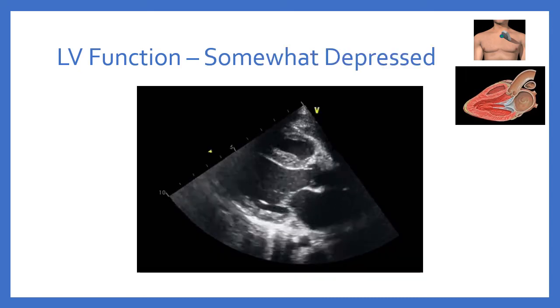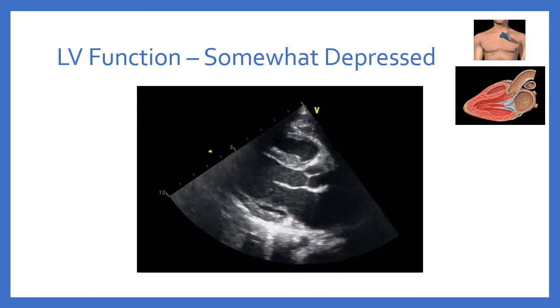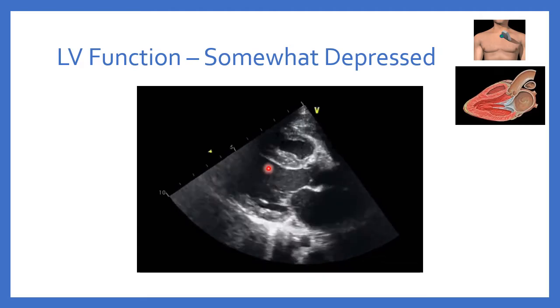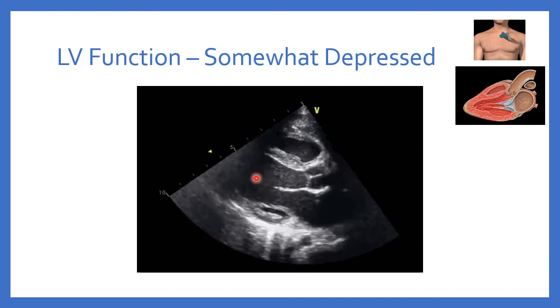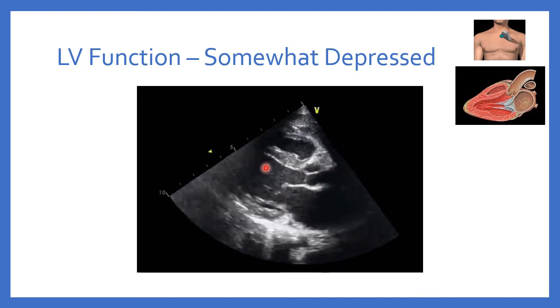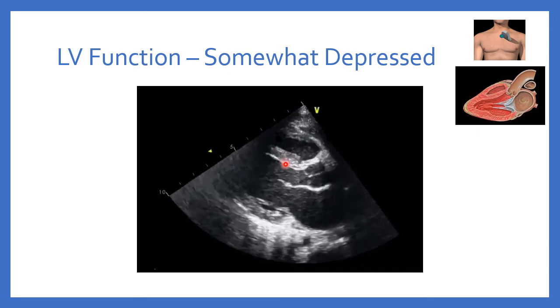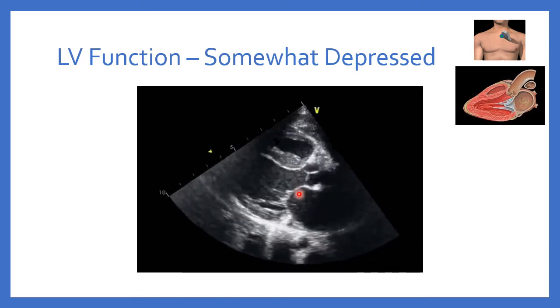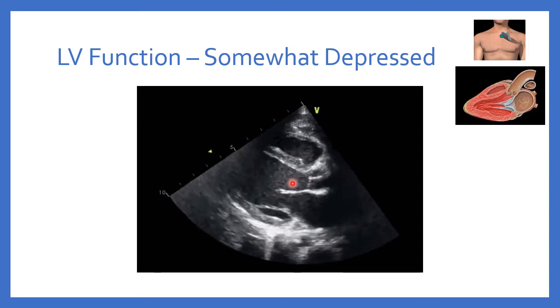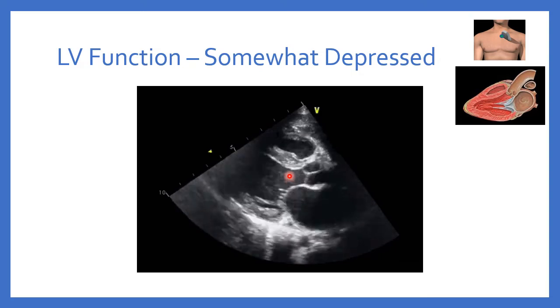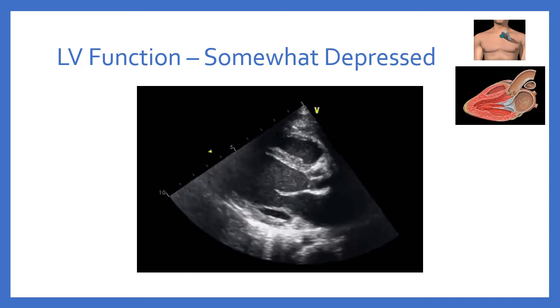Here would be an example of somewhat depressed LV function. And the way you can tell that it's somewhat depressed is that the walls are not moving briskly towards the center. The LV is actually dilated a little bit, and then the thickening of the walls is less than what we were seeing before. Lastly, you can also see that the mitral valve doesn't open quite as abruptly, and the leaflet of the mitral valve is not fully touching the septum.